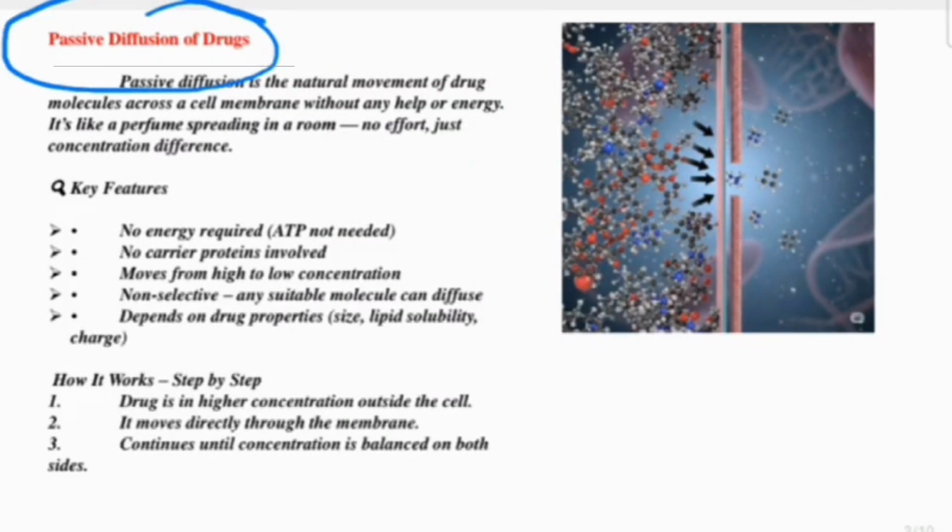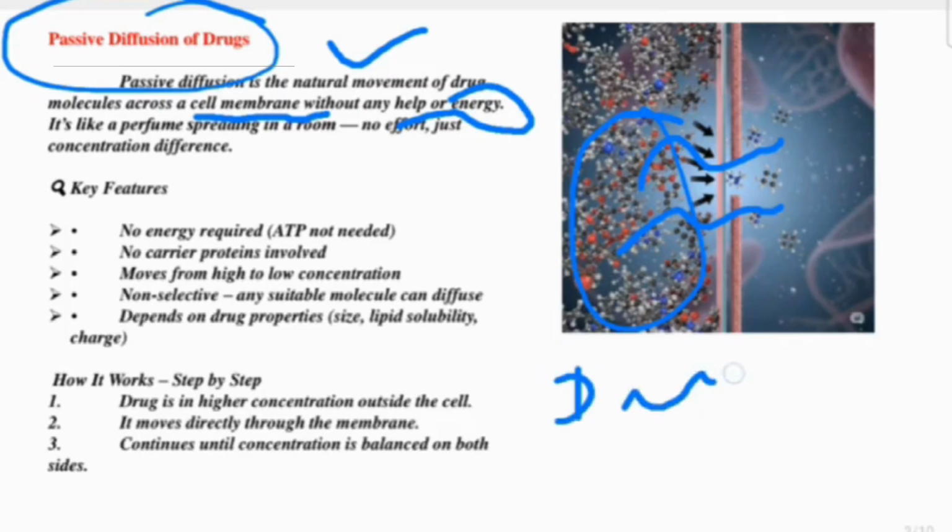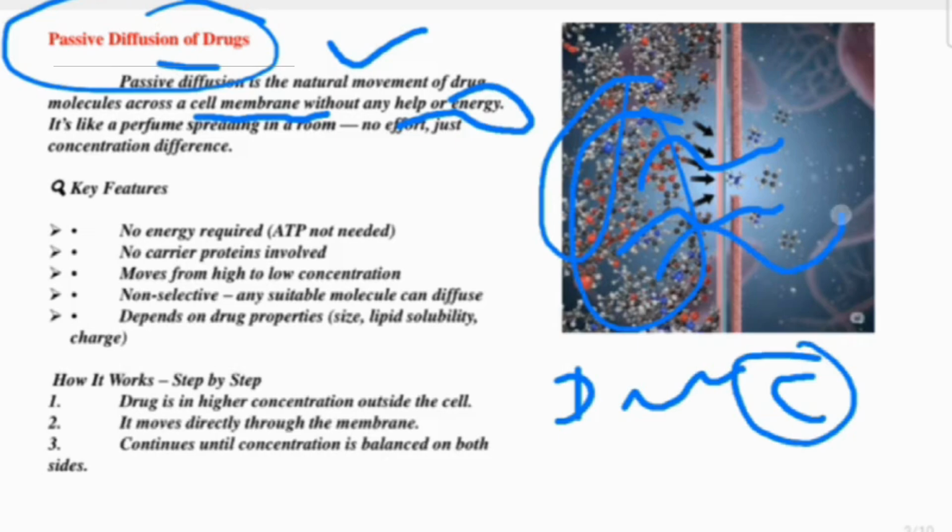Passive diffusion means it is a natural movement of the drug molecules across the cell membrane without any help of any energy. Here in the diagram you can see the drug is moving without any effort or without any energy. Means the drug moves towards the inside of the cell without any energy or without any active molecule. The drug is just diffusing from the region of higher concentration to the region of lower concentration.